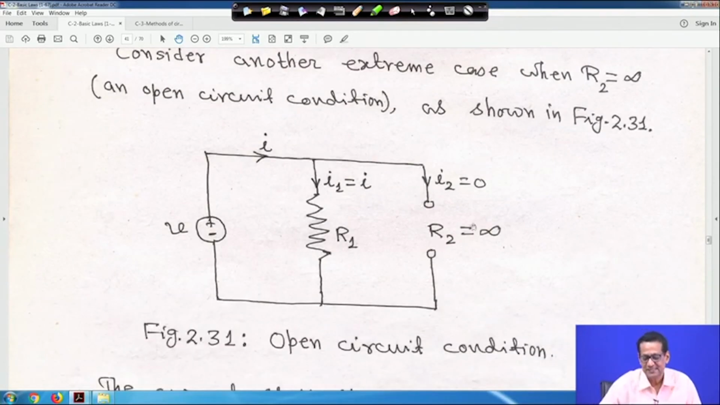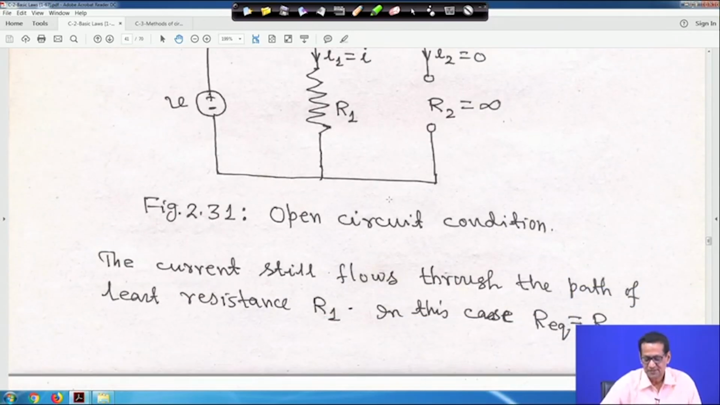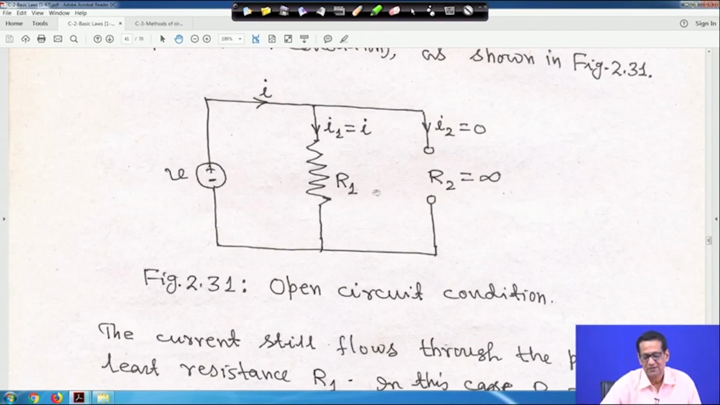Similarly, if it is an open circuit, it means R2 is equal to infinity. So, there will be no current through R2. If R2 is an open circuit, then all the current, I1 is equal to I, will pass through R1. So, it is understandable, right. This is the open circuit condition. So, in that case Req is equal to R1, because R2 is infinite, Req will become R1.